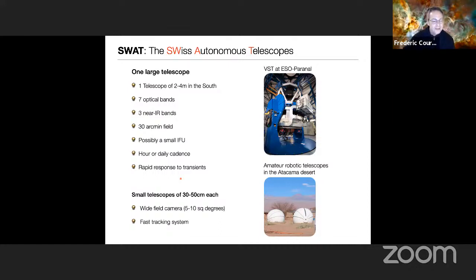Now, on top of this, you also want a small network of small telescopes, typically 30, 50 centimeters each, with a very wide field camera. That will be used, of course, for the brightest objects and very rapid response, sometimes for objects that have a large uncertainty on the pointing, like gravitational waves. And you want a fast tracking system. And that's what you want to find and track human-made space debris.